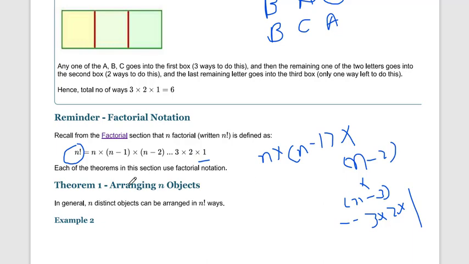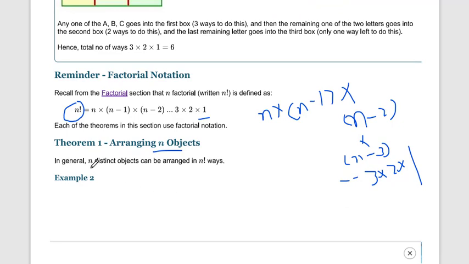First theorem: arranging n objects. In general, n distinct, meaning different, objects can be arranged in n factorial ways. If there are different objects, then we can arrange them in n factorial ways. Direct answer.